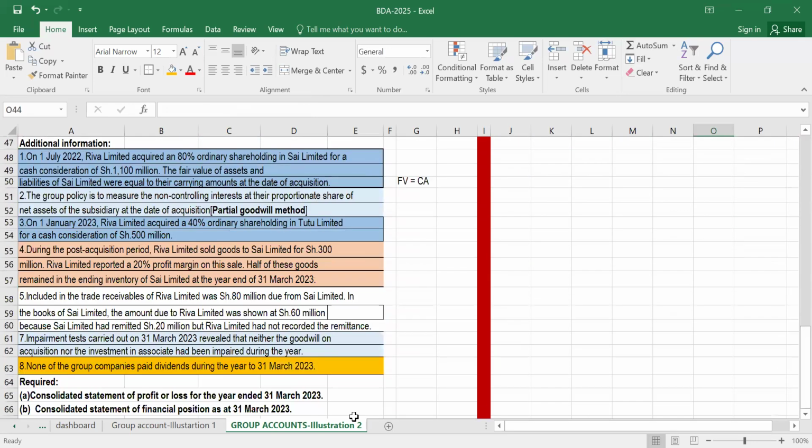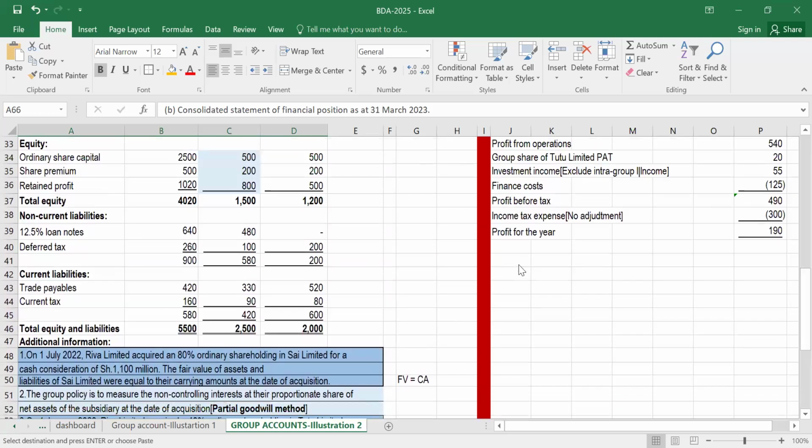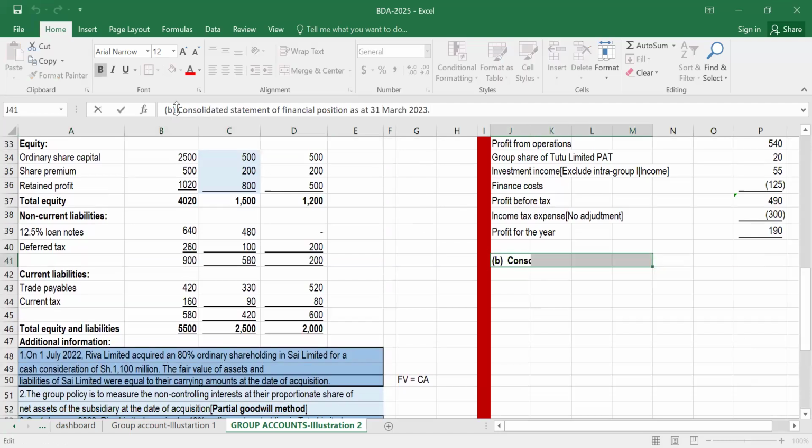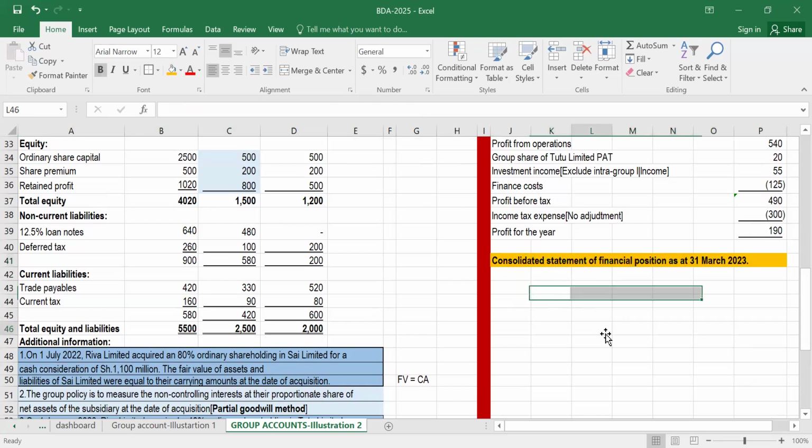So we can proceed and prepare the consolidated statement of profit or loss. We just copy this one and bring it up here. So we Control V. We can do away with the numbering here. We can also shade this one, yes, to make it a little bit clear.